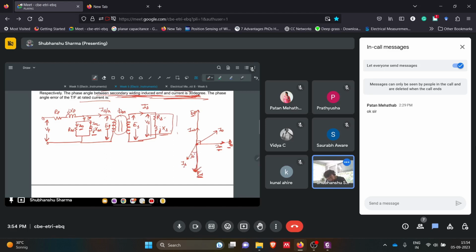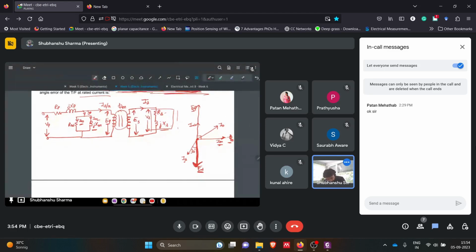Okay, this much is fine. So now VS will be in this phase. Fine. Now if we talk about the drop across IS RS and the drop across this, that is IS XS with J, at 90 degrees, that is what makes ES. So ES is equal to IS RS, I'm doing KVL only, plus J IS XS.